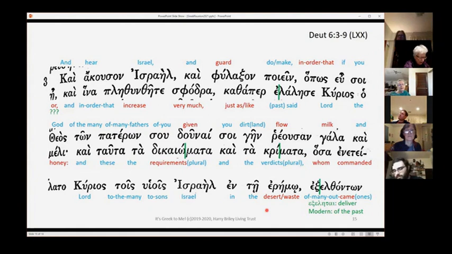Where it says Theos in the middle line. So it's not God the Father, it's the God of your fathers. God of the many fathers of you given. So in other words, it's saying the Lord your God gave your fathers land that was flowing with milk and honey.